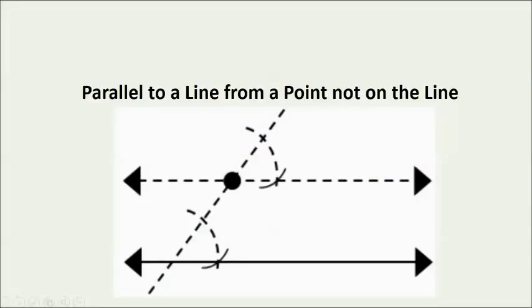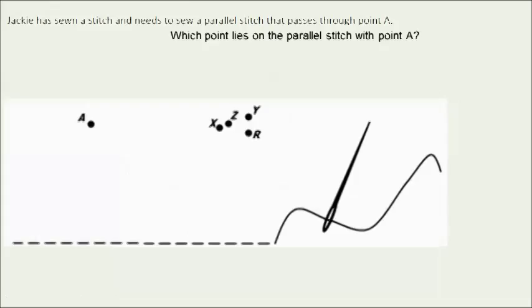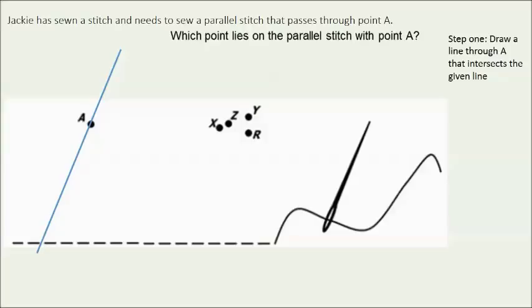Parallel to a line from a point not on the line. Jackie has sewn a stitch and needs to sew a parallel stitch that passes through point A. Which point lies on the parallel stitch with point A? Step 1, draw a line through A that intersects the given line. So we'll draw our line through the given line and A.